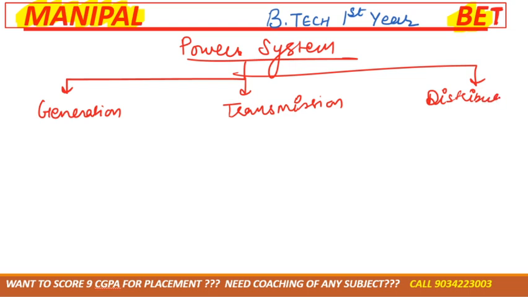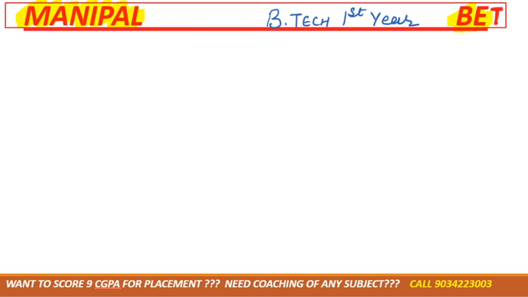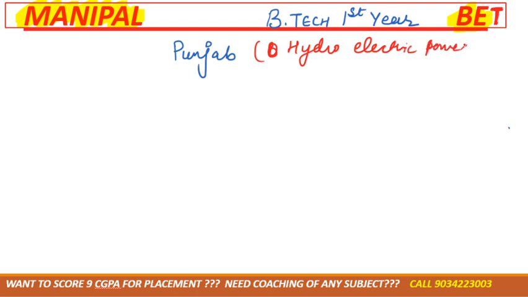So what is basically this? Let me give you one example. Suppose in Punjab you have Bhakra Nangal Dam. Have you heard about it? Bhakra Nangal Dam is a hydroelectric power plant basically. Did you hear about it? No, ma'am, I haven't. It's in Punjab. So basically, in Punjab, electricity is generated.